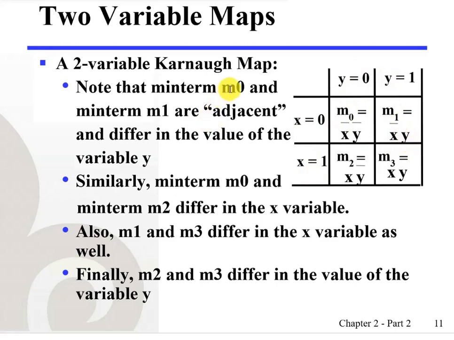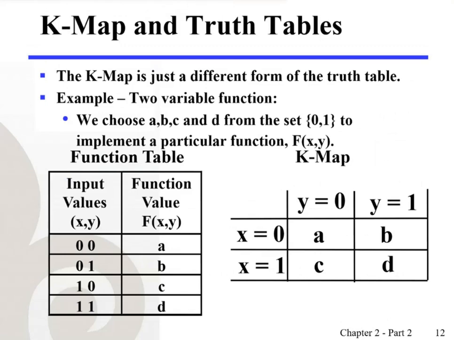So adjacency, note that the minterm 0, m0, and minterm m1 are adjacent and differ in the value of variable y. Similarly, minterm 0 and minterm 2 differ in the variable x. And also we have m1 and m3, which differ in the x variable as well, right? So x is different here. And finally m2 and then m3 differ in the value of y. So all of these adjacent squares or cells differ in one variable in a Karnaugh map. We said that the K-map is a reorganized truth table.